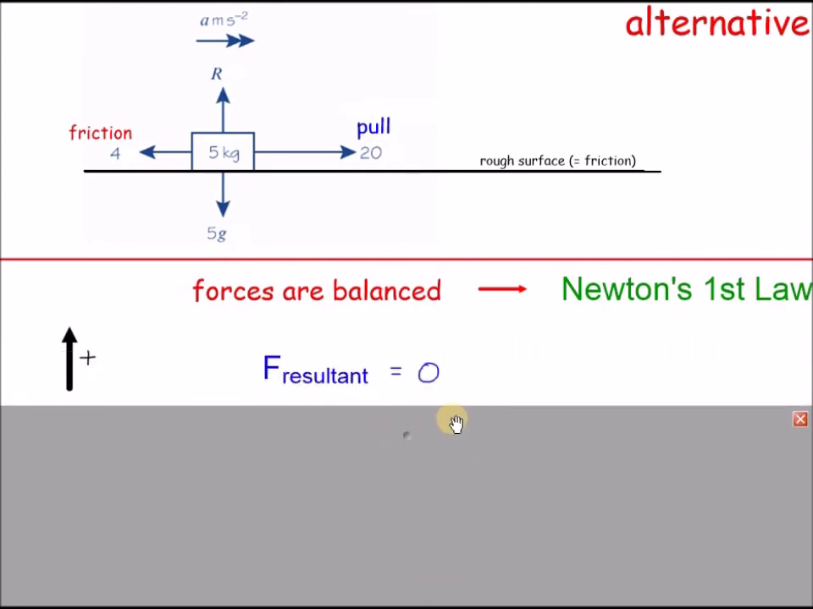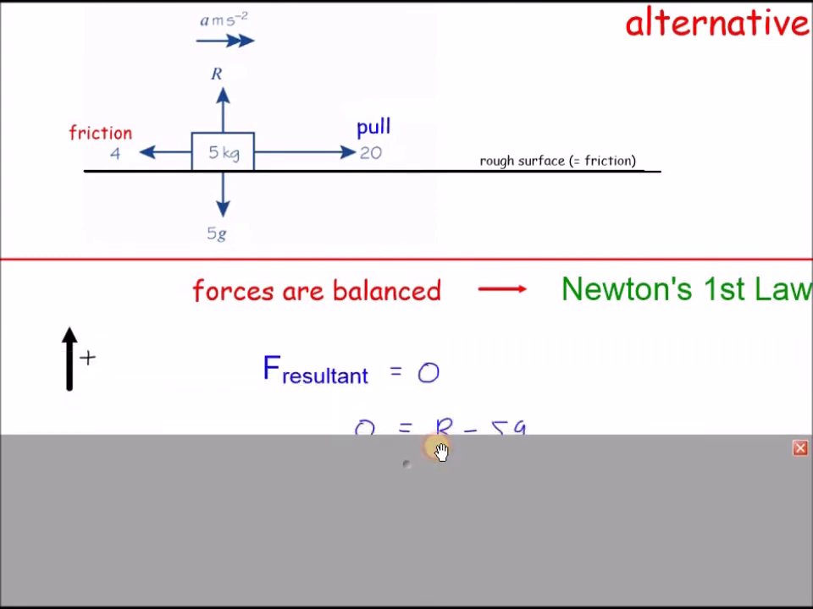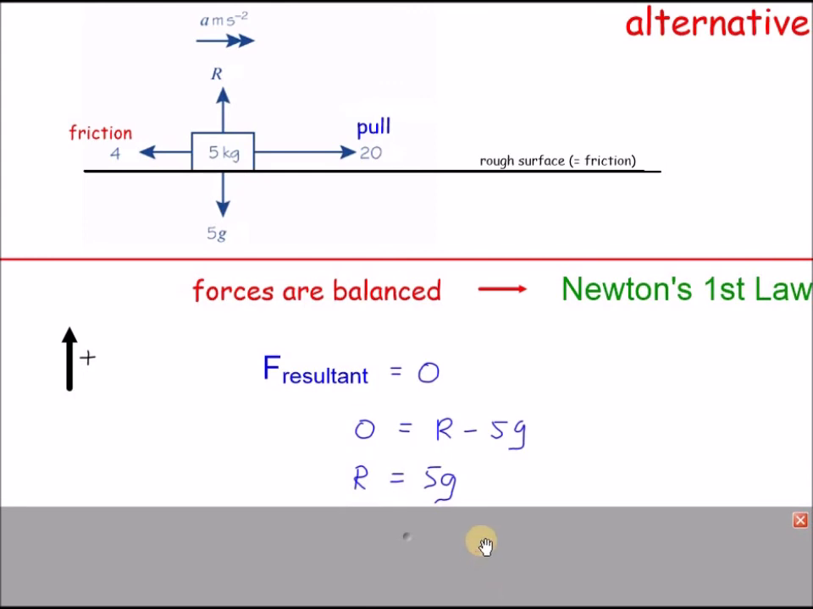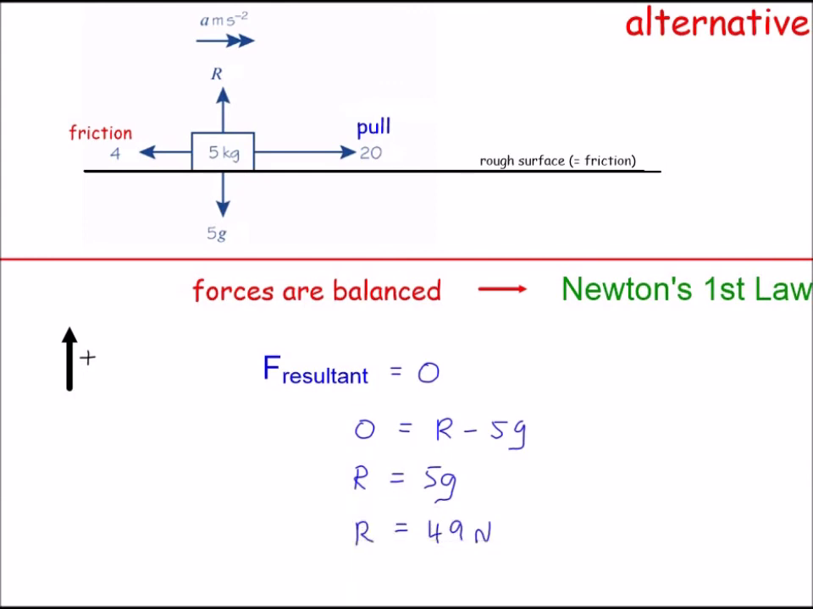So starting off with F resultant equals 0, the upwards direction is positive, so R minus 5g is 0, so we know that R is equal to 5g. Any upward and downward forces are balanced, so upward equals downward, R equals 5g, like so, and R equals 49 newtons.